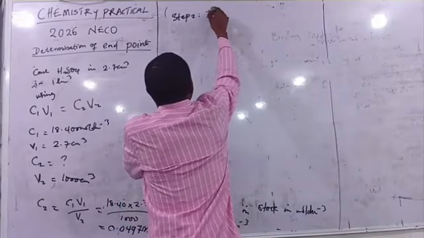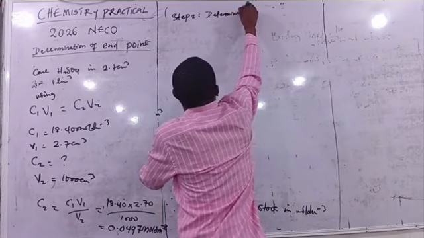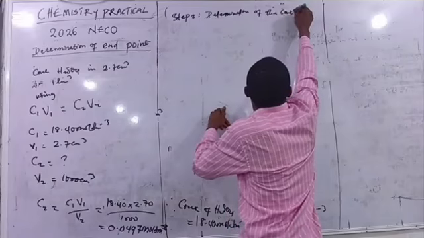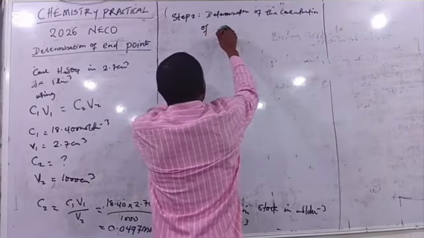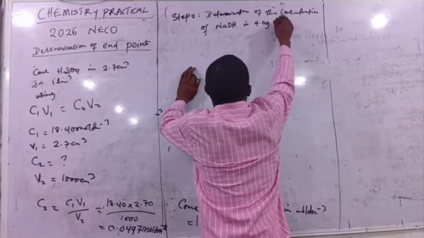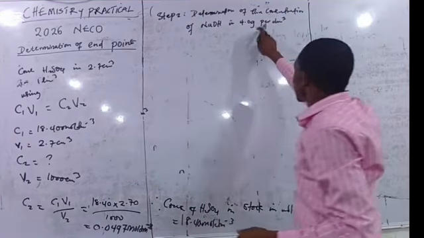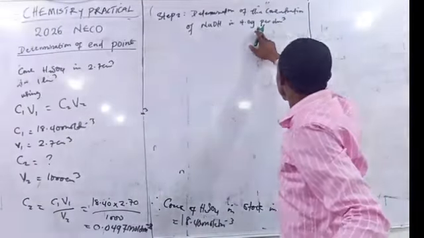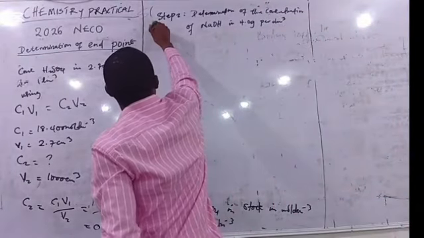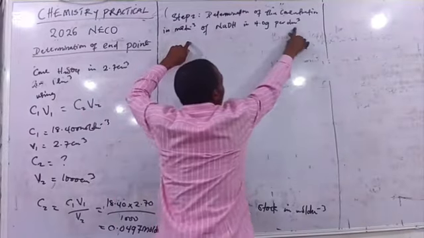Step 2 is determination of the concentration of NaOH in 4.0 gram per dm cube. Don't get this twisted. This is also concentration. This is concentration in gram per dm cube. Now the concentration we are talking about here is in mole per dm cube. We already know the concentration in gram per dm cube.